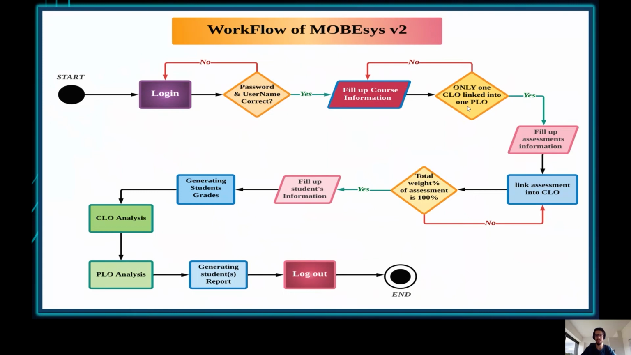After linking CLO and BLO depending on the course matrix, the user can view the next page, which is to fill up the assessment information, and then link these assessments to the CLO. Assessments are the tests, the assignments, the quizzes. For example, I have 5 assignments and 3 quizzes in a particular subject.